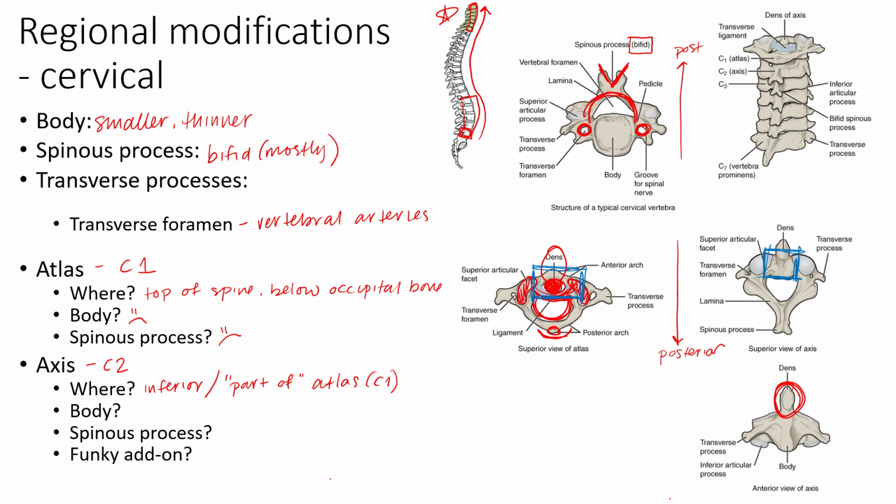Axis also doesn't really have a body, although it kind of does have one, sort of like this part under here. Oh no, my pen doesn't work anymore. Let's try and make that work. Okay, there we are. So it's going to be kind of underneath the dens, but it's not robust the way you think of other vertebral bodies as being.